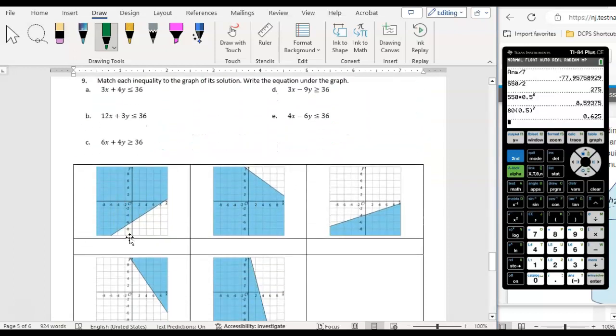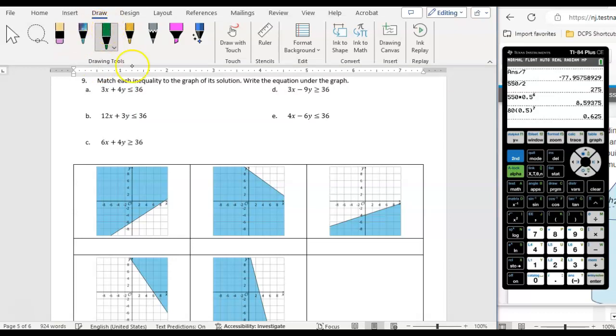Match each inequality to the graph of its solution. Write the equation under the graph. All right, so this is a review and an important one because you cannot forget your inequalities, even though you are now on to something else, okay? So to do this, the main thing that we need to do is, one, we can see that all of these are less than or greater than or equal to, which means we have solid lines for all of them. So we can't use that to help us.